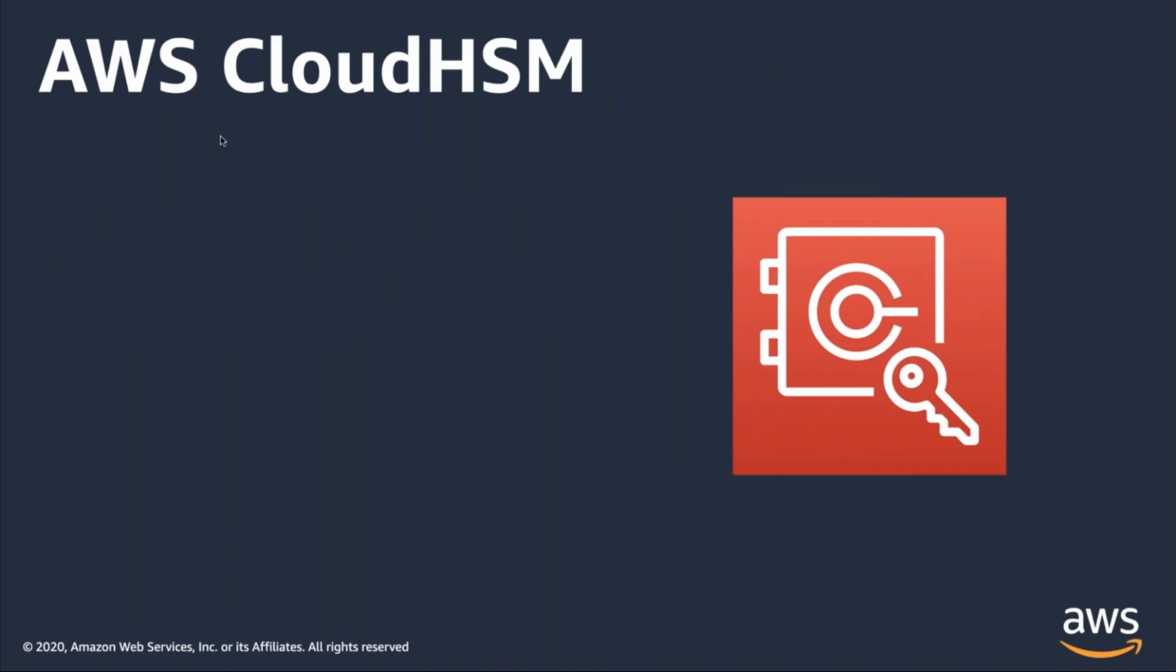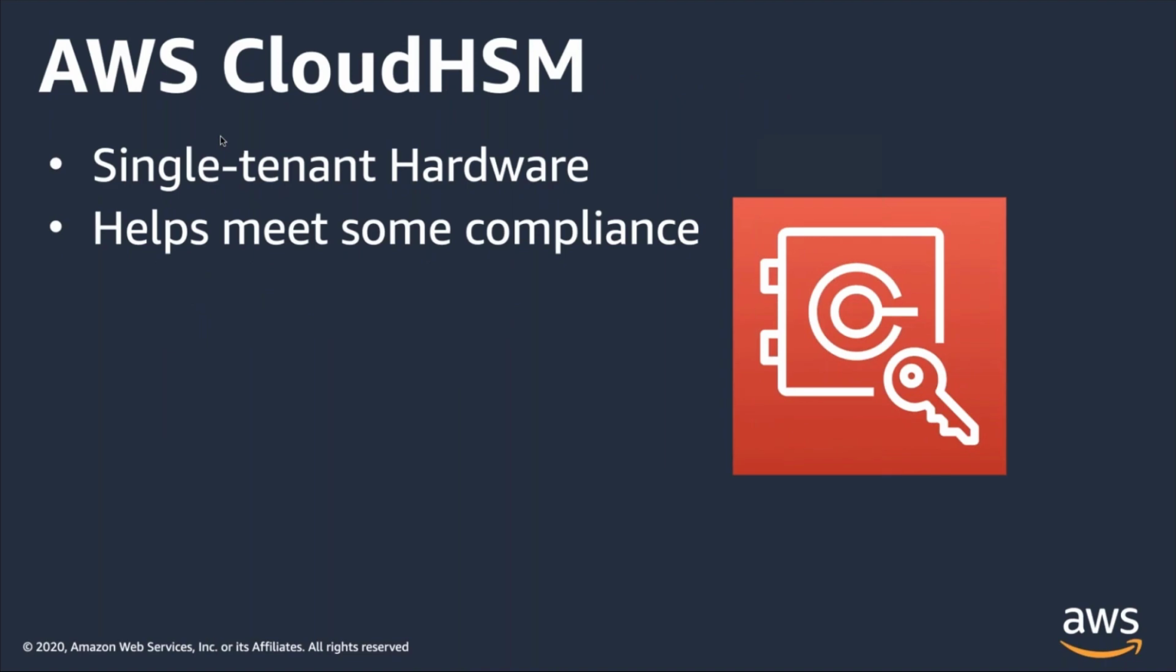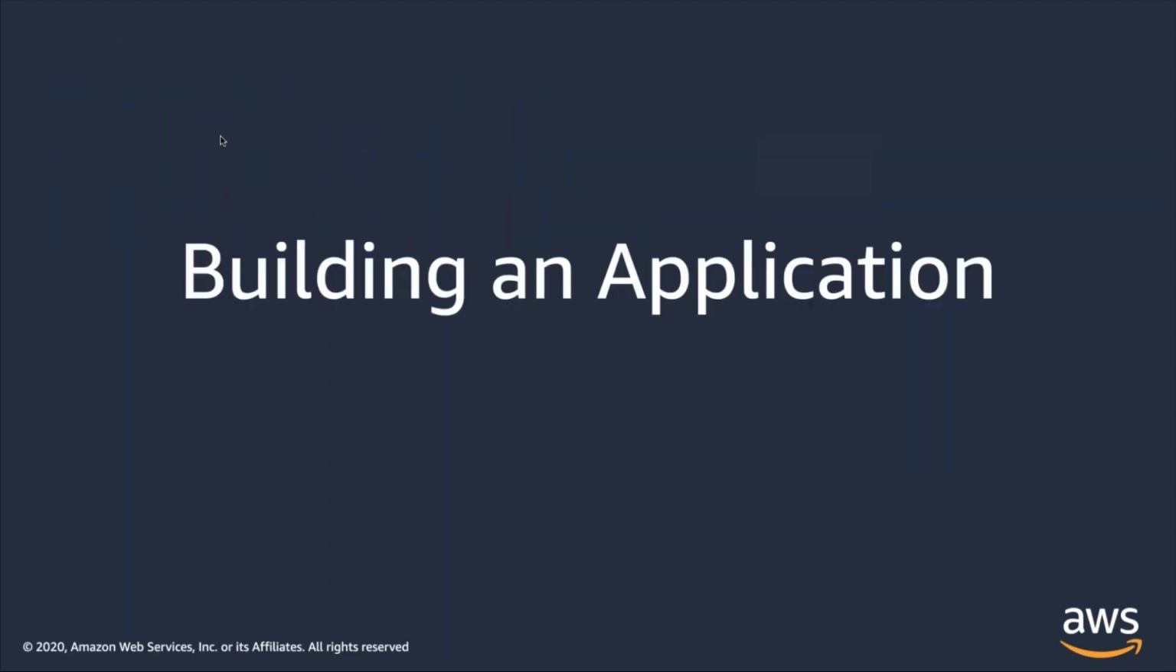AWS CloudHSM is a single-tenant piece of hardware, and it's typically used by customers to help meet some compliance requirements, for example, access to a FIPS 140-2 Level 3 validated hardware security module. If customers are subject to compliance requirements like that, AWS CloudHSM can be useful to help meet those requirements. In some cases, AWS KMS provides a feature called custom key store that can be used in connection with CloudHSM to provide an AWS KMS interface to a CloudHSM backend. But in general, we recommend ruling out the use of AWS KMS before considering CloudHSM.